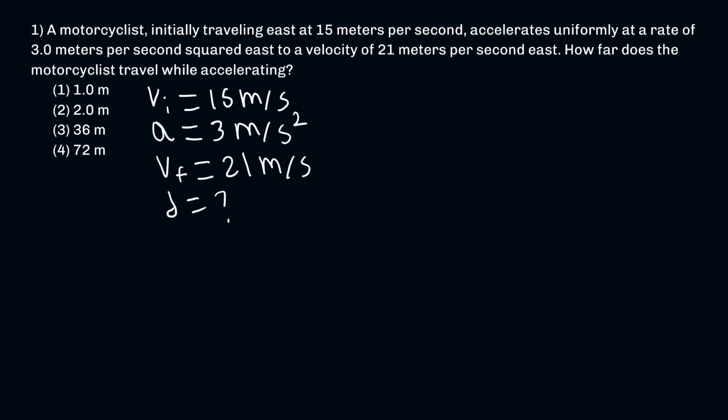So going to the reference table, I'm going to look for an equation with this, and it has no time. So the way I brought this up at the beginning of the year was calling it the timeless equation. That equation on the reference table involves VF squared equals VI squared plus 2AD.